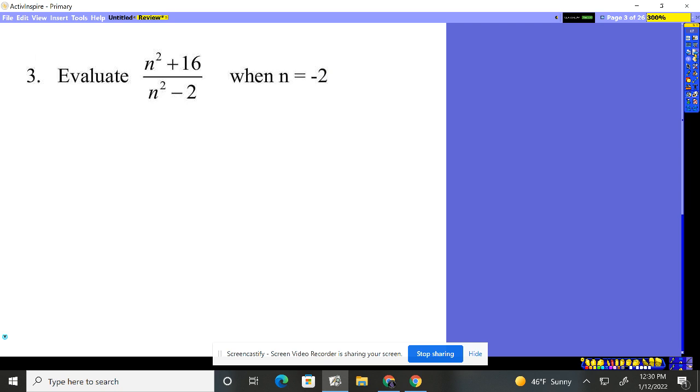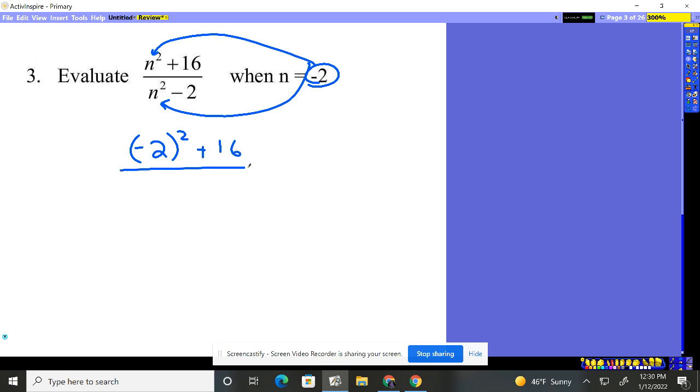And let's evaluate this expression. We're going to plug -2 into that n and also into the n there. So -2 squared, remember to put in parentheses, plus 16 divided by a -2 squared minus 2.